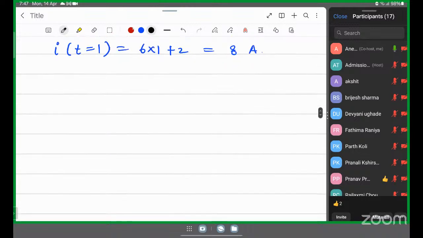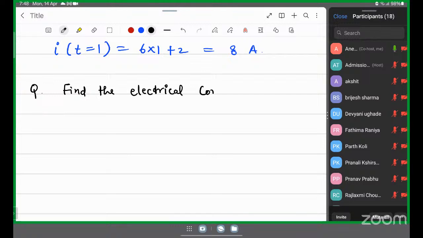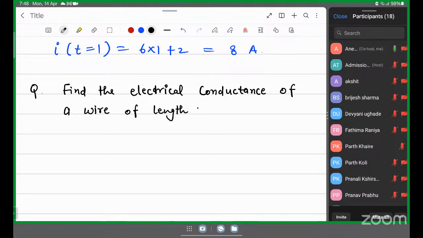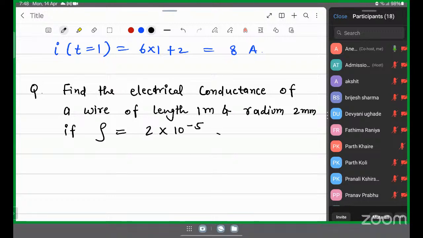Next question is: find the electrical conductance of a wire of length 1 meter and radius 2 millimeter, if the resistivity of the material is 2 into 10 raised to power minus 5 ohm meter.